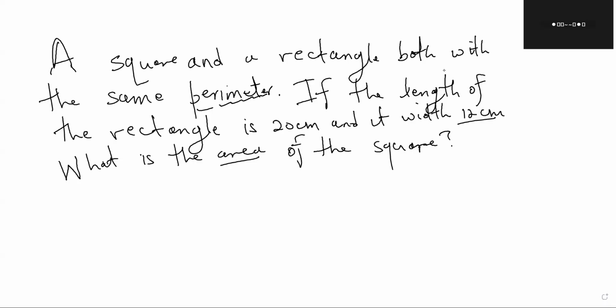Okay, sir. So it says a square and a rectangle both have the same perimeter. If the length of the rectangle is 20 centimeters and the width is 12 centimeters, what is the area of the square? So, sir, the key word is it says both of them have the same perimeter. And it says the rectangle's length is 20 centimeters and its width is 12 centimeters. Since both of them have the same perimeter, I found the perimeter of the rectangle.